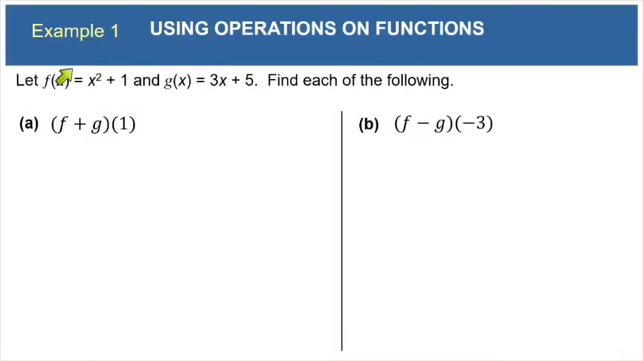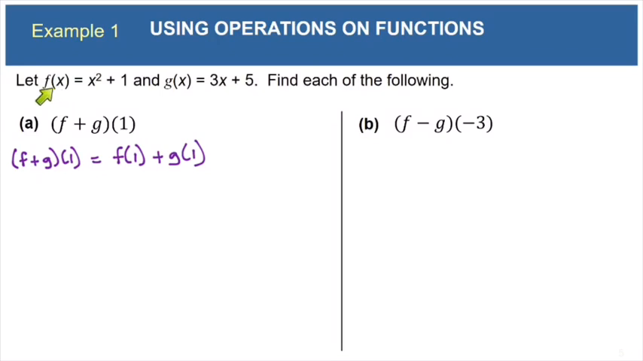So here is example 1, and this says let f of x equal x squared plus 1, and let g of x equal 3x plus 5, and find each of the following. So for part A, they're asking us to find f plus g of 1. Now, using the definition that we got a couple of slides back, we know that f plus g of 1 is just going to be equal to f of 1 plus g of 1. So we just need to find these two individual values and then add them together.